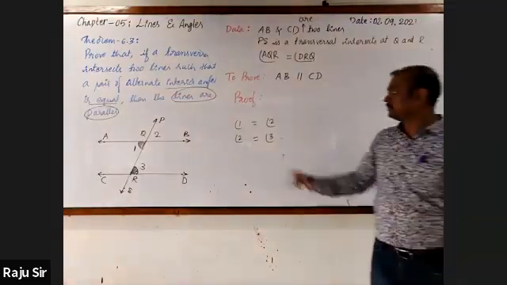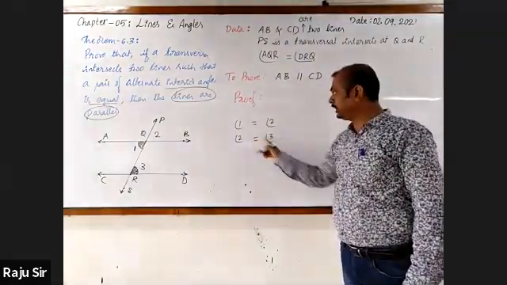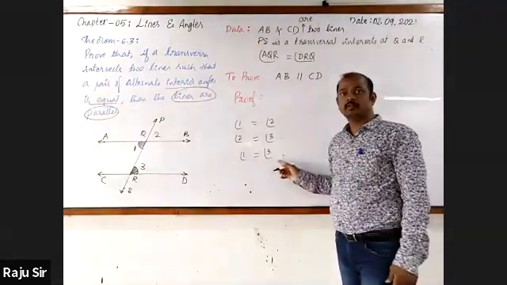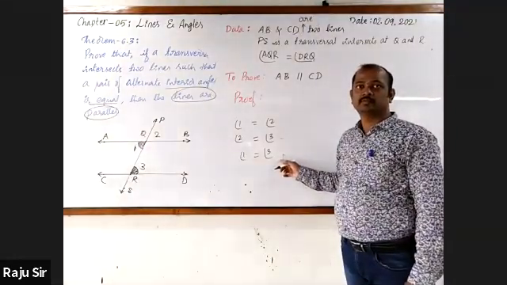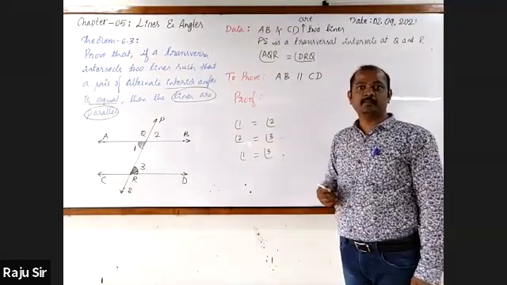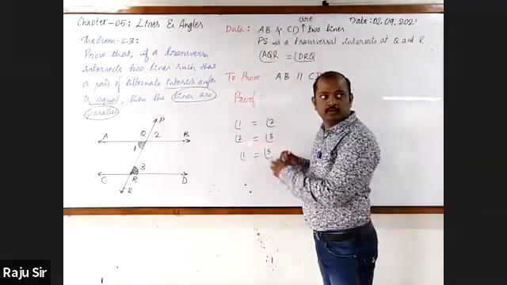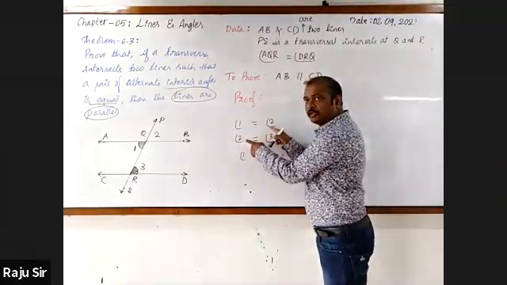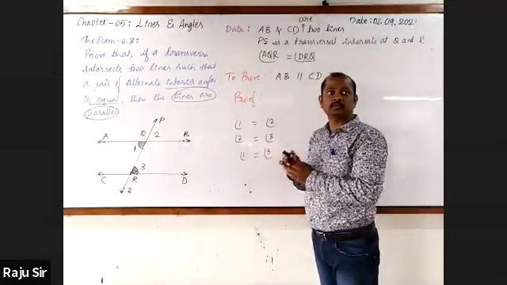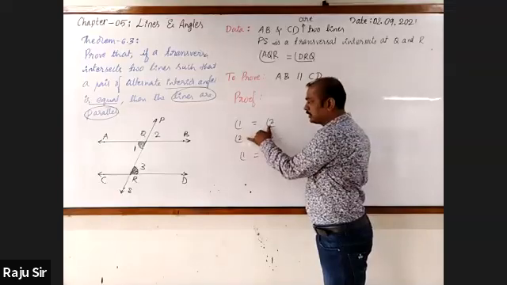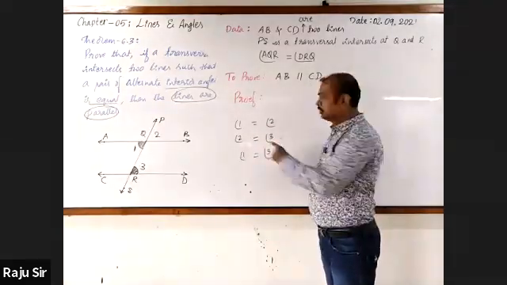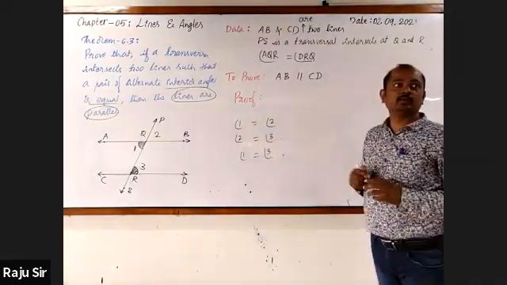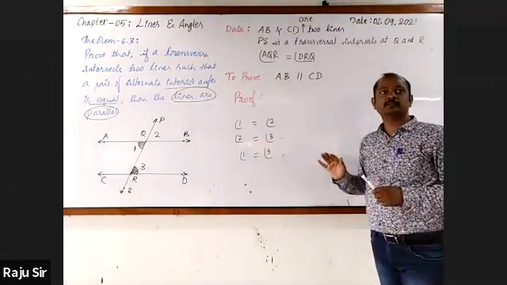Corresponding angles. 1 equal to 2, 2 equal to 3, then 1 equal to 3. Reason: alternate interior angles. Euclid's axiom. Dhanush, look at the board. Things which are equal to the same thing are equal to one another. Two different angles equal to the same angle. Hence, the angles are equal to one another. It is according to Euclid's axiom.